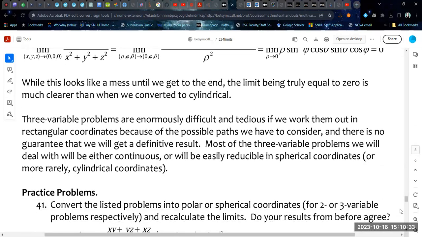Now, again, these problems can be somewhat tedious to work through, particularly in spherical coordinates. They do end up canceling nicely if they're going to cancel, but you do end up carrying around a lot of these sine phis, cosine phis, sine thetas, cosine thetas, and things like that. And so the expression can look large and awkward without necessarily being a problem at the end of the example.